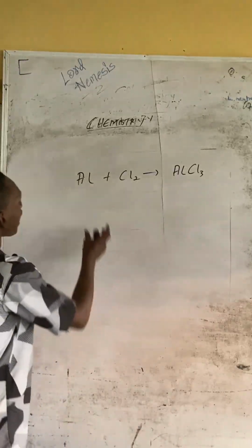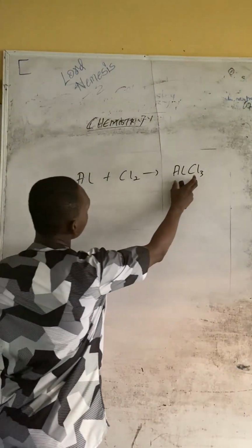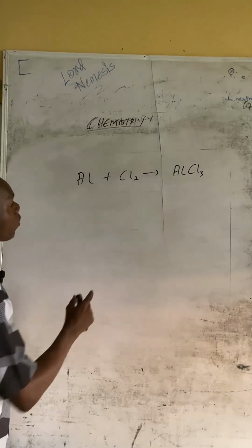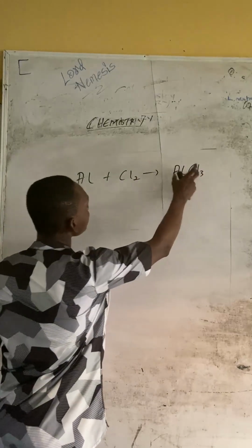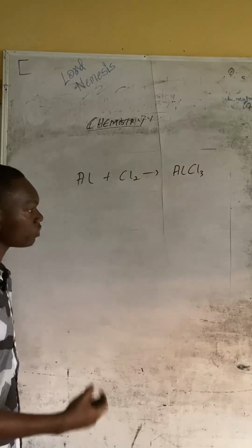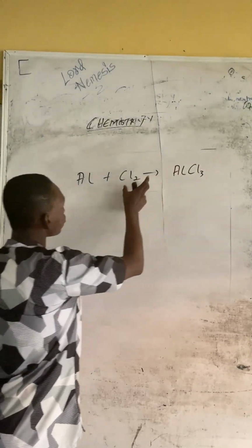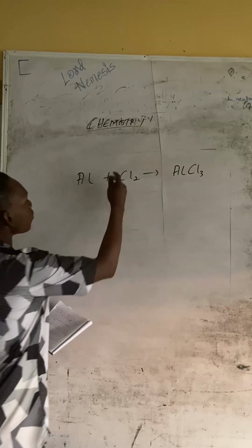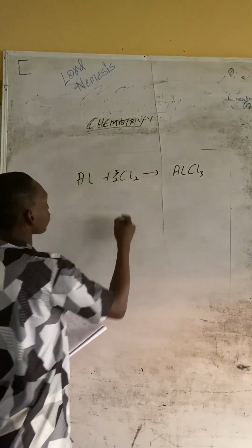Now let's start. Aluminium on the reactant side and aluminium on the product side are all balanced because they contain one atom each. But the chlorine here is the problem. Chlorine here is 3, chlorine here is 2. What do we do? Since we have 3 here and 2 here, we come to the lesser side and write 3 over 2. And we know 3 over 2 gives us a fraction.